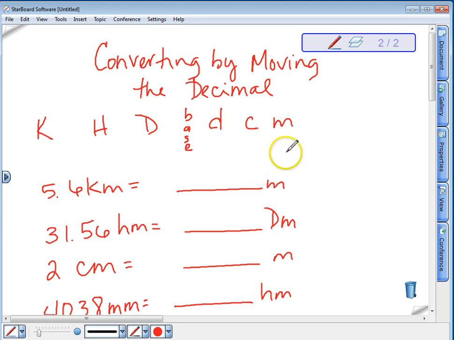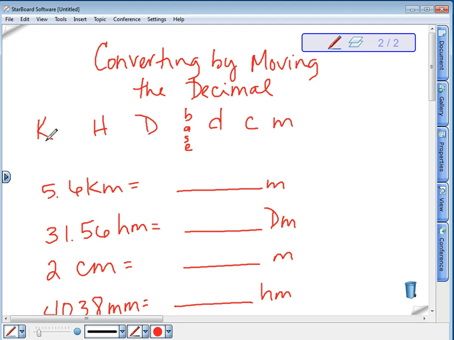We're going to talk about converting from one unit to another in the metric system by just moving the decimal in the number that we are originally given. When we put our prefixes in a row like this, we can see how to move the decimal, because we know that there are 10 milliliters in a centiliter, 10 centiliters in a deciliter, 10 deciliters in a liter, 10 liters in a decaliter, 10 decaliters in a hectoliter, and 10 hectoliters in a kiloliter.